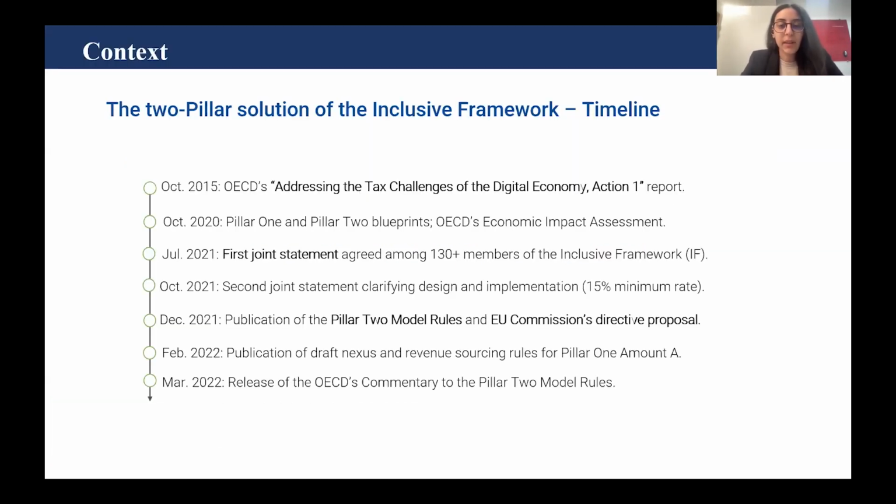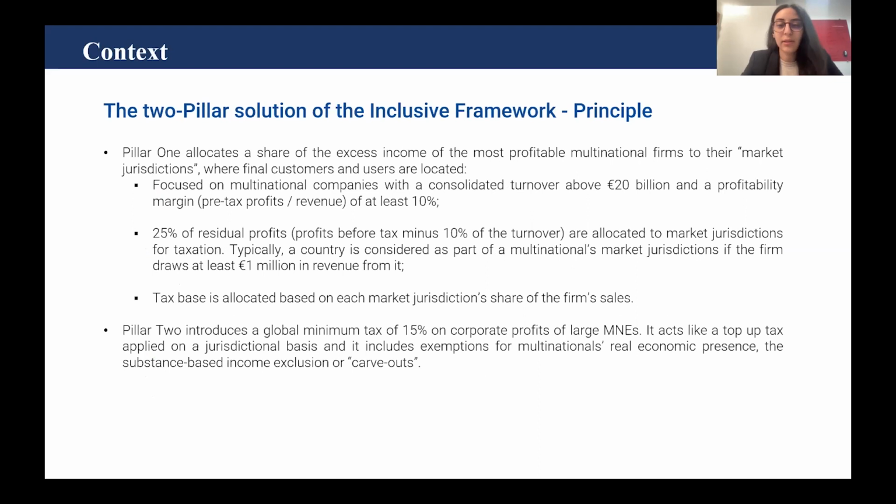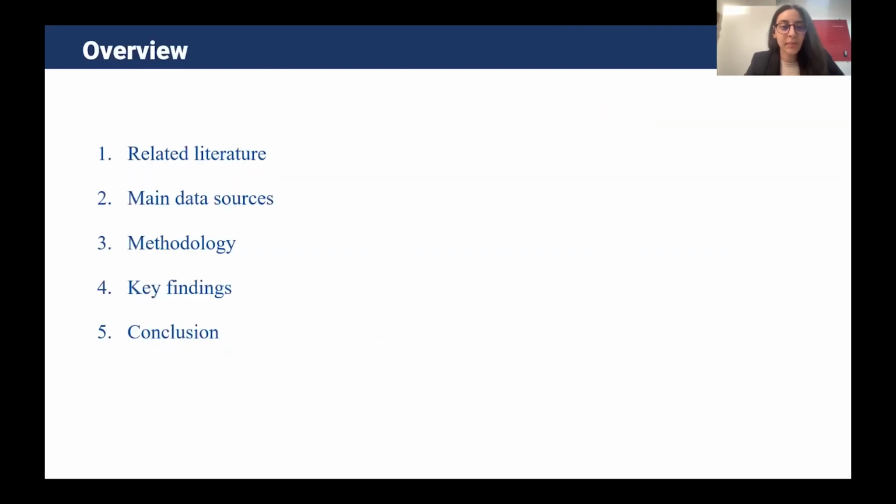I'm going to skip this because Dr. J. Rosengard gave much context about Pillar 2 already. I'm going to skip this one also. So I'm going to start very quickly with the related literature, then tell you what data source we used for our estimates, and very briefly go through the methodology, because we have two different scenarios where we present the estimations.